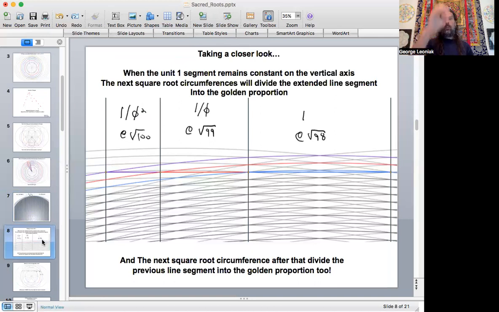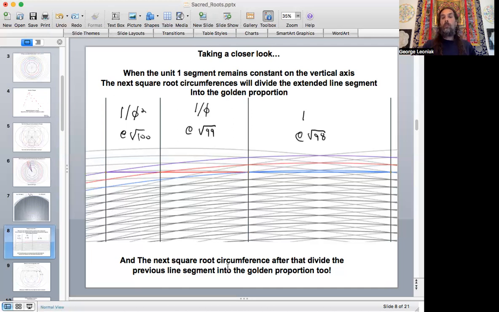So just taking a closer look at that, and I think this is what I said probably a little better. When the unit 1 segment remains constant on the vertical axis, which are these two lines, the next square root circumference, so if we've got square root of 98 here, and then we pop up to the square root of 99 here, we'll divide the extended line segment, which is this horizontal line going across, into the golden proportion. Okay, so there's 1, there's the square root of 99 radii, so this circle's arcing through, and then this little segment, of course, will be 1 divided by phi, 0.618.